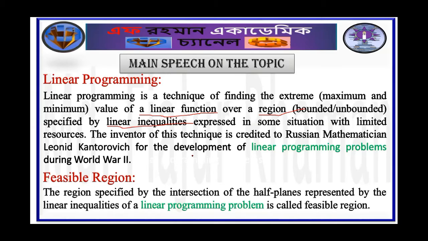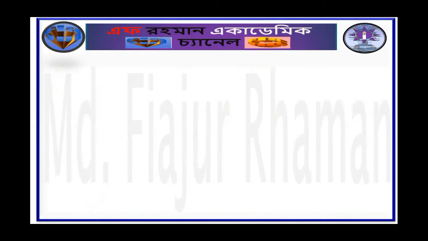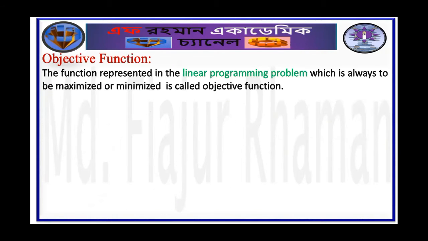Linear equations represent half planes. Common places of these half planes represent a region. This region is called the feasible region. Next, objective function. The function represented in the linear programming problem that is always to be maximized or minimized is called the objective function. We should explain these terminologies from the practical point of view.